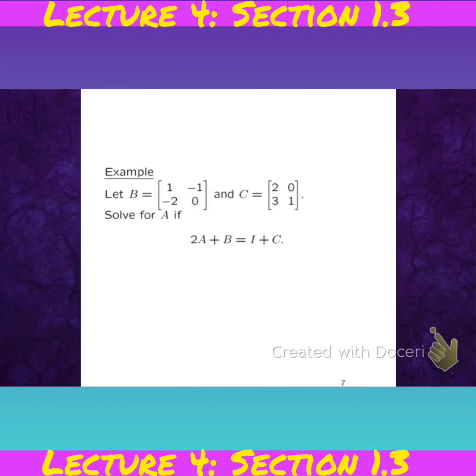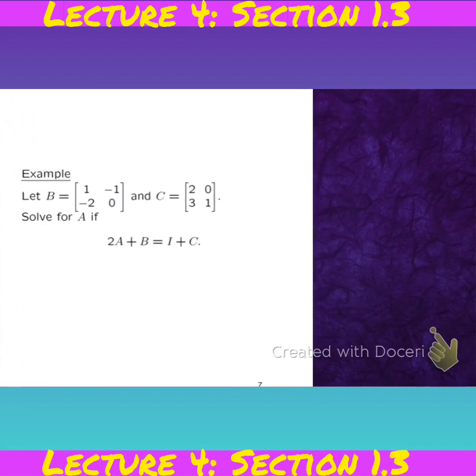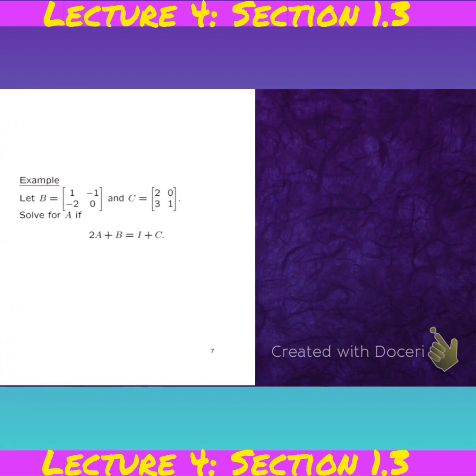Alright, next up we have an example that illustrates everything we've done up until now: addition, subtraction, and scalar multiplication. So it works very similarly. The same algebraic principles that we use to solve normal linear equations apply to matrix equations. So there we are asked to solve for A in that given matrix equation.